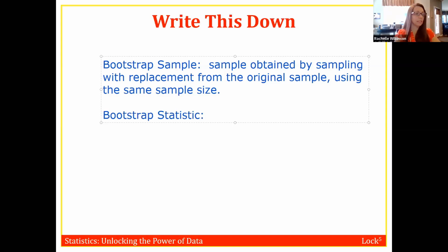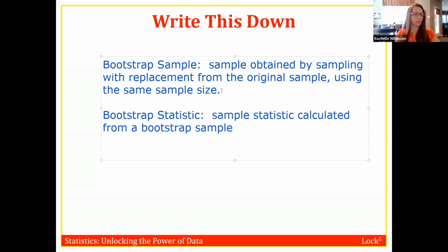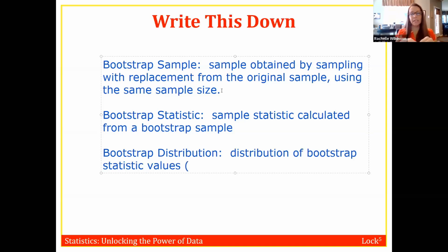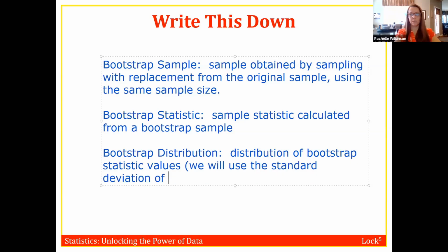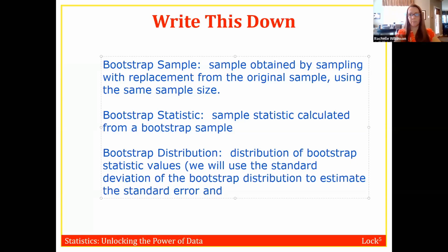Our bootstrap statistic is the sample statistic calculated from a bootstrap sample. And then finally, we have our bootstrap distribution, which is the distribution of bootstrap statistic values. All right, and I'll just put in parentheses that it's the standard deviation of the bootstrap distribution that we're going to use to estimate the standard error in order to construct our confidence interval.